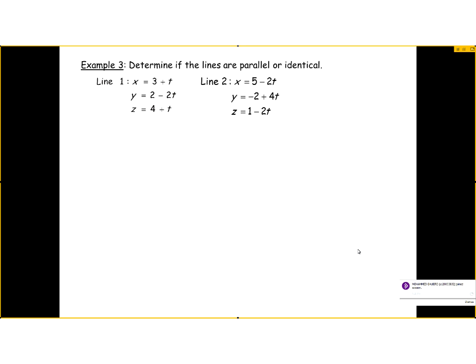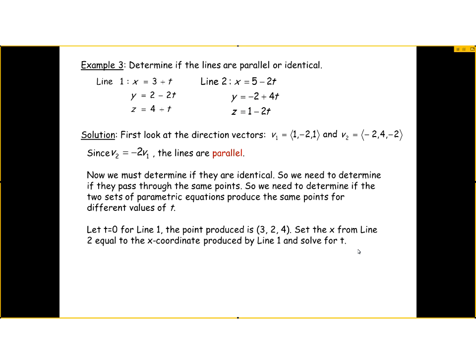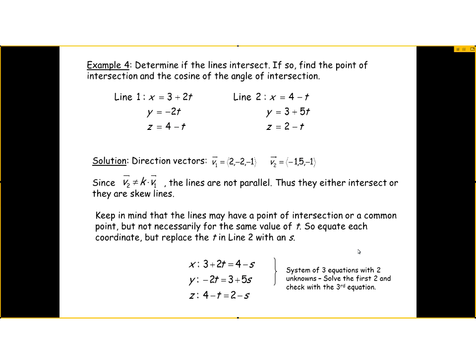Determine if the lines are parallel or identical. So there are two lines, line 1 and line 2, given, and we have to solve these two and find the values and express one in terms of the other. So we see that t is equal to 1. Now let t is equal to 1 for line 2, and the point (3, 2, minus 1) is produced. Since the z coordinates are not equal, the lines are not identical. So these are some examples.